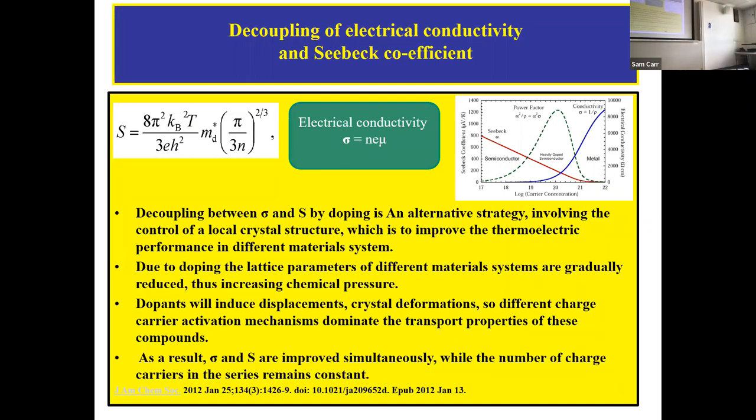So, what I would like to mention here is the decoupling of these two, because they are coupled. If we choose a complete insulator, the Seebeck coefficient will be high, but the electrical conductivity will be low, because S is proportional to 1/n raised to the power 2/3, and the conductivity is directly proportional to the charge carrier concentration. In the metallic region, conductivity will be high. So how to decouple these two things and get an optimized value for a large ZT?